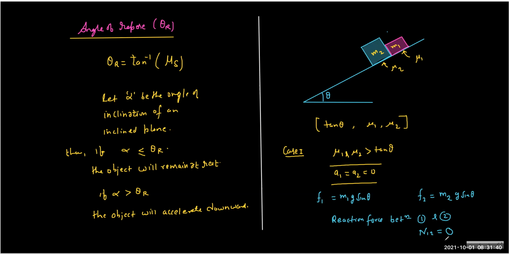So now there is a question: is it necessary that the system must move? The system is M1 and M2 together. Is it necessary that M1 and M2 will move? Or is it also possible that although M1 has a tendency to go down, the system may still not move?